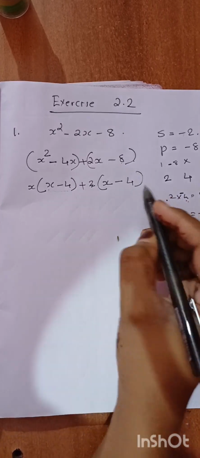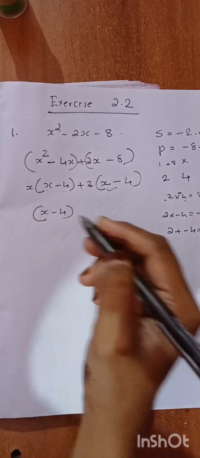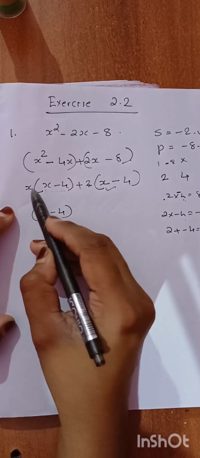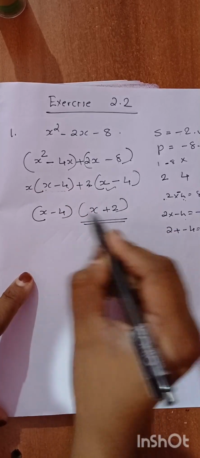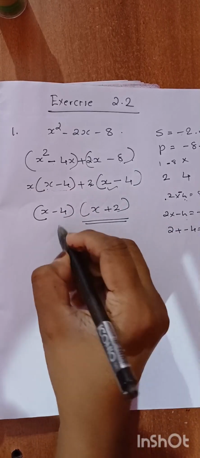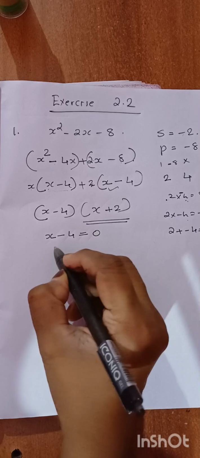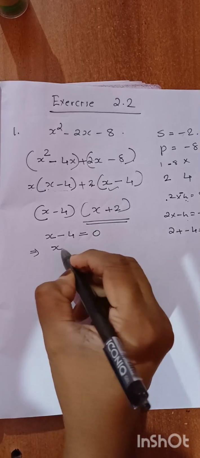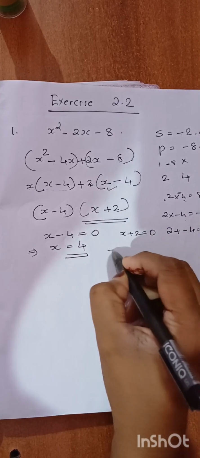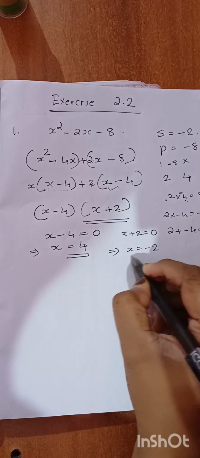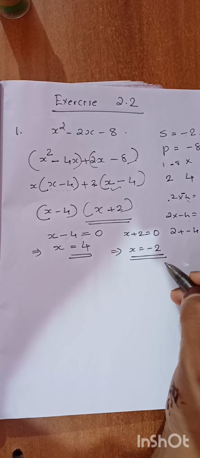Then look to this one. The bracket here is x minus 4. Here is also x minus 4. So you can write x minus 4 as the first bracket, and after taking x minus 4 outside, the balance here is x and here the balance is 2. So we get x minus 4 and x plus 2. Then in order to find the zeros, you have to equate these two terms with 0, that is x minus 4 is equal to 0, which implies x is equal to positive 4, and x plus 2 is equal to 0 implies x is equal to minus 2. Then these are the zeros.